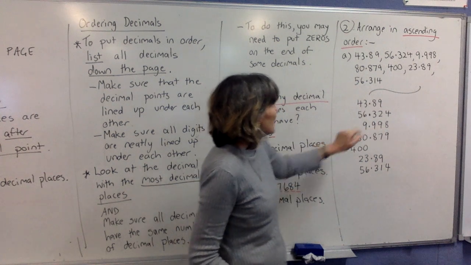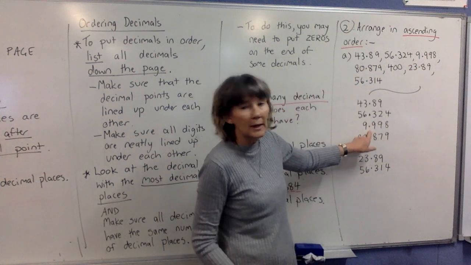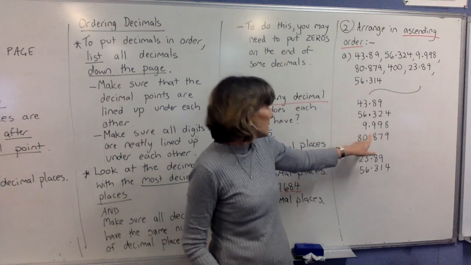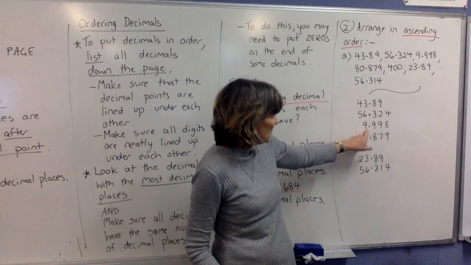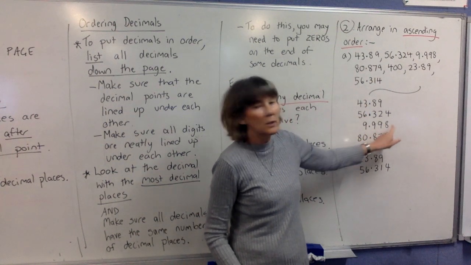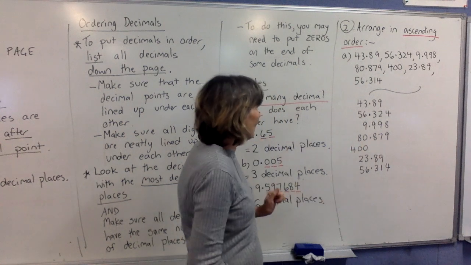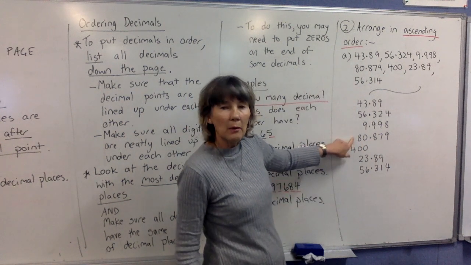Now let's look at the next one, 9.998. So put your decimal point in order underneath the other ones. 9 in front of the decimal point goes under these ones here. Then 998 fills in those 3 decimal places after it. Same thing with 80.879, I've done that one.